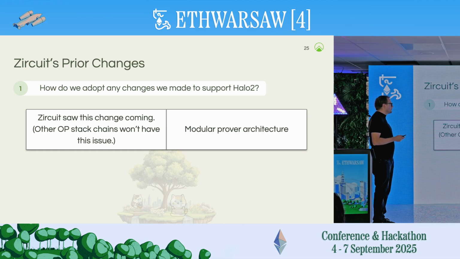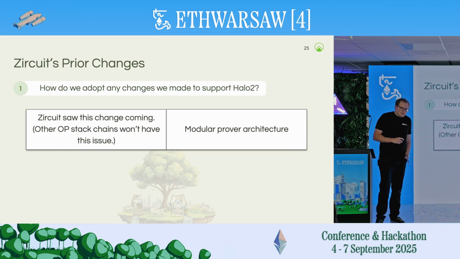So we actually had dual state roots being pushed out, and I gave a talk about this in Denver, so that was pretty good. And we also thought we should have a modular prover architecture so I don't have vendor lock-in with anyone.